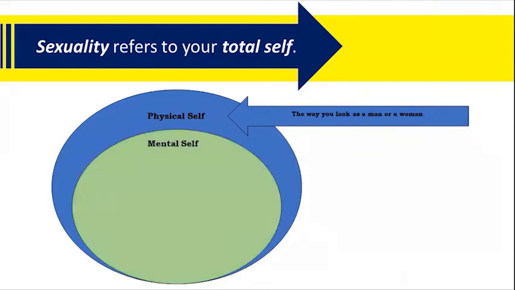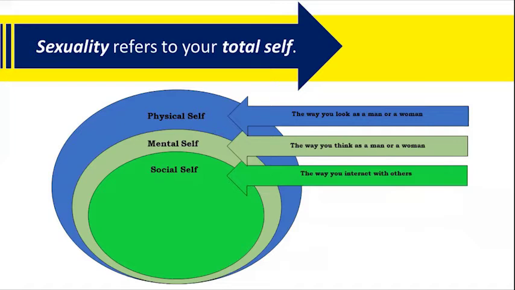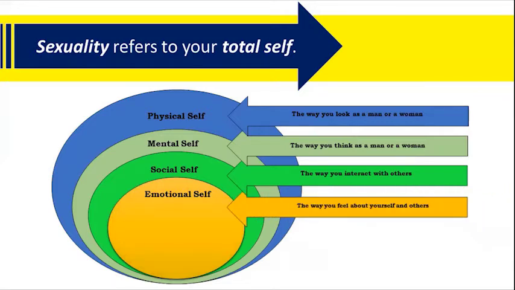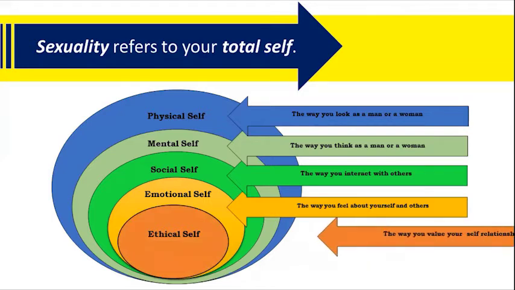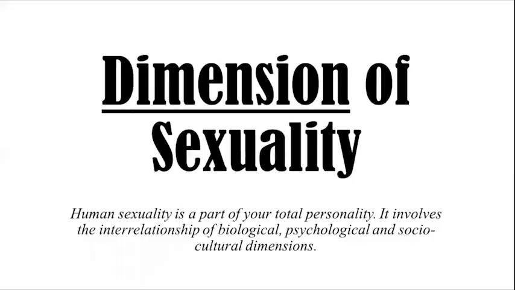Next is mental self, the way you think as a man or a woman. Next, social self, the way you interact with others. Who do you like most to be with? Is it more on boys or more on the girls? Emotional self, the way you feel about yourself and others. And of course, the ethical self, the way you value yourself and relationships.